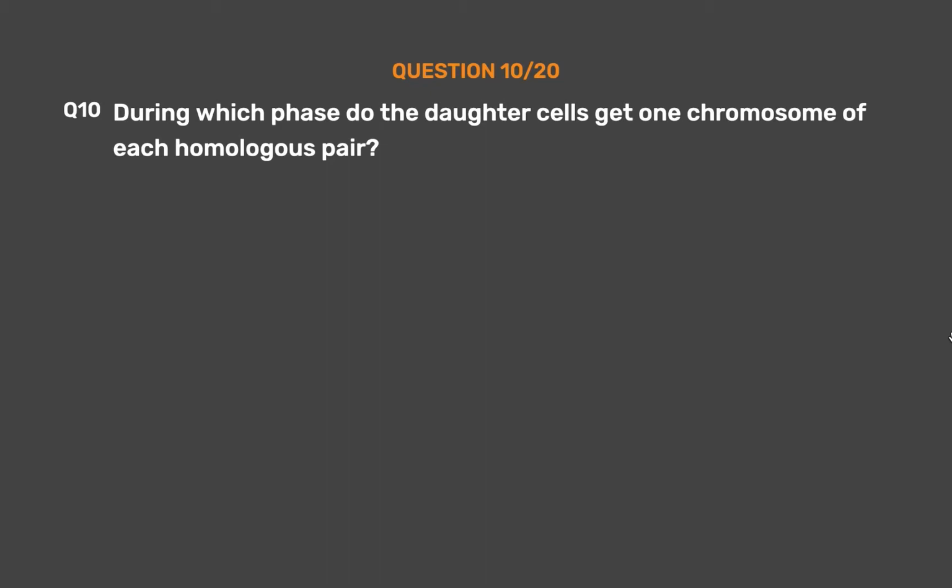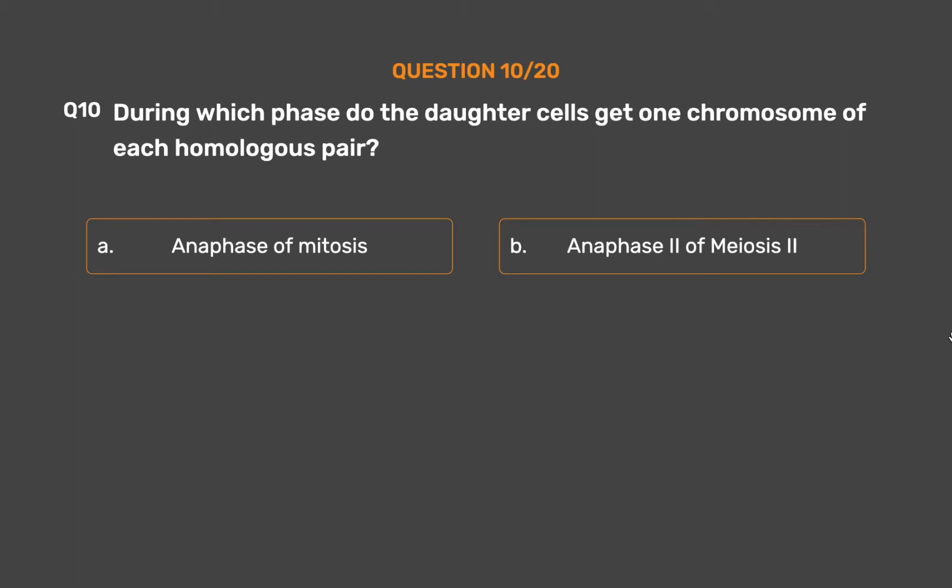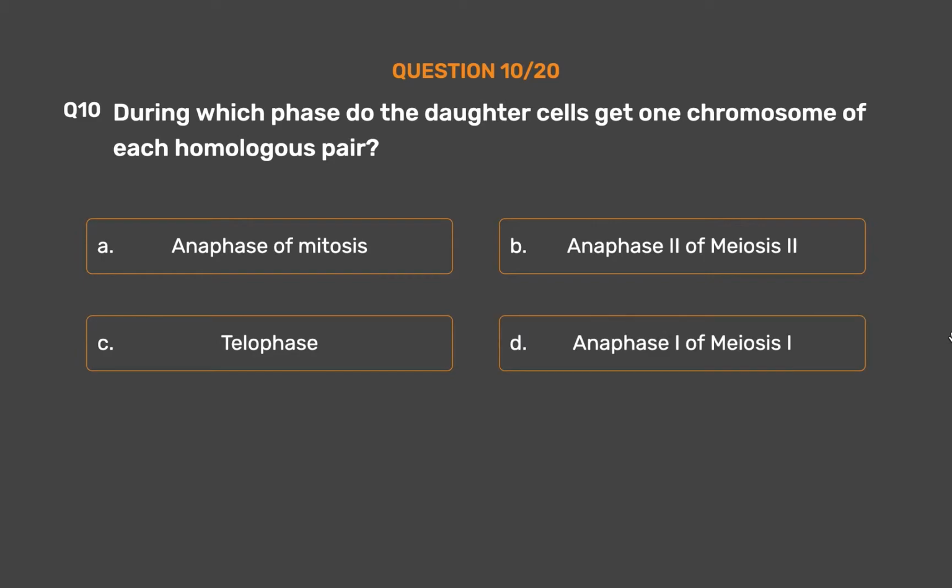Question number 10. During which phase do the daughter cells get one chromosome of each homologous pair? Option A. Anaphase of mitosis. Option B. Anaphase II of meiosis. Option C. Telophase. Option D. Anaphase I of meiosis.